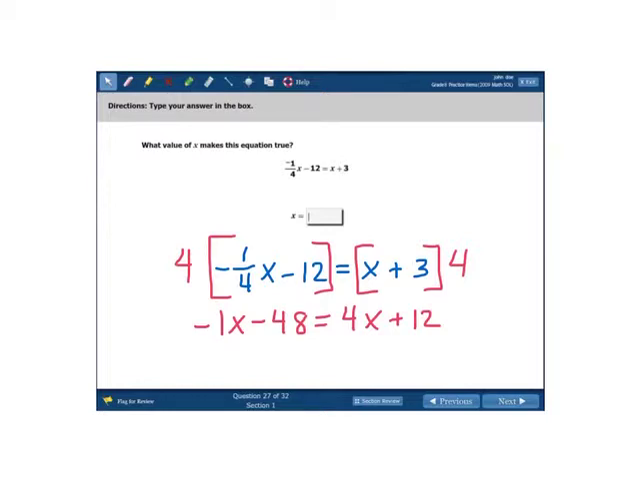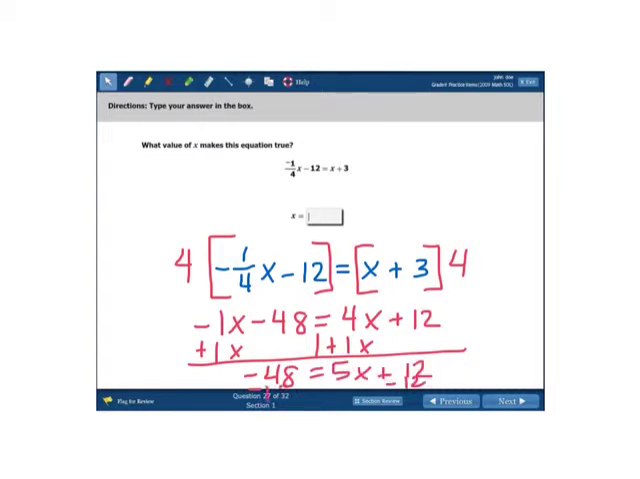Now I want to look at what I've got here. I've got negative 1x and 4x. Negative 1x is smaller than 4x, so let's add 1x to each side, giving me negative 48 equals 5x plus 12. Subtract the 12 from each side. Sorry about the space there. Is negative 60 equals 5x.